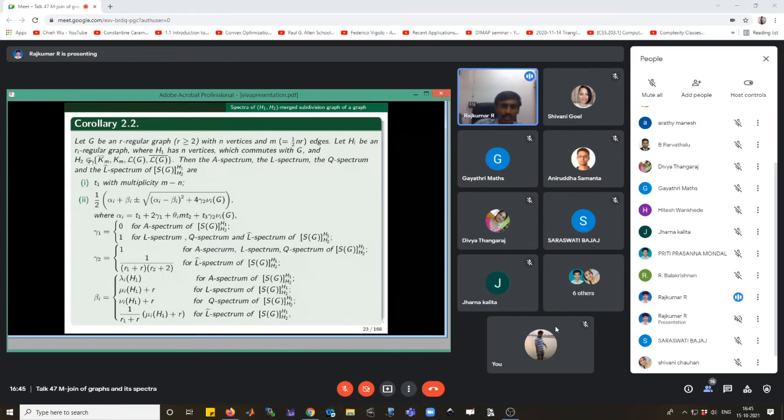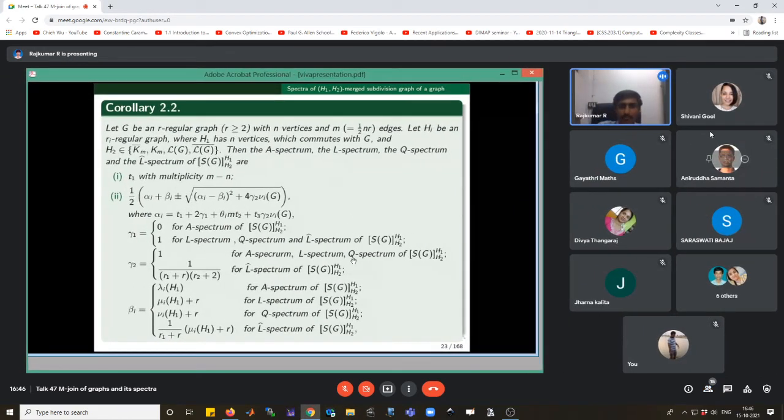And H2 is any graph from these four types of graphs. Then we obtain the A spectrum, L spectrum, Q spectrum, L-hat spectrum of this graph as follows, where the values of alpha i, beta i, gamma i, mu i are given here for each of the cases. For the A spectrum, L spectrum, Q spectrum, we have provided the values for these alpha i's, beta i's, etc.